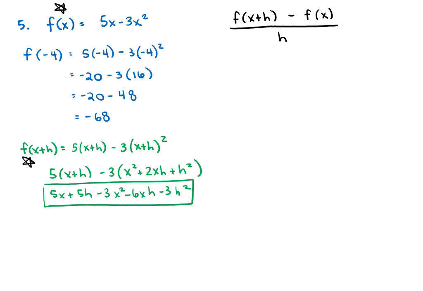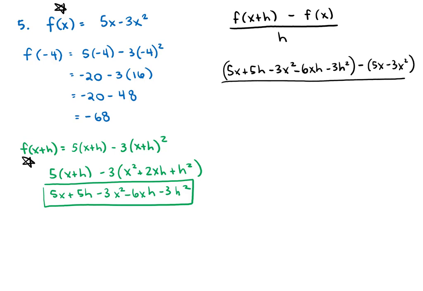But basically I'm going to get 5x plus 5h minus 3x squared minus 6xh minus 3h squared. And we're going to put that in parentheses, and then we're going to subtract our original function, 5x minus 3x squared. And it's really important that you put both functions in parentheses, and then you put that over h. Why it's important is because there's a subtraction between these functions, and when you have multiple terms, you want to make sure that you do that properly. So we're going to have to distribute that subtraction. Let's simplify this once.